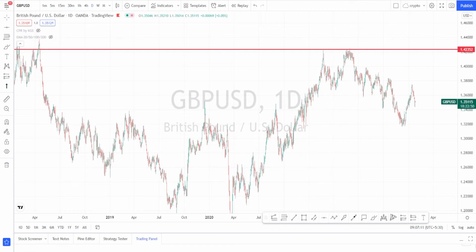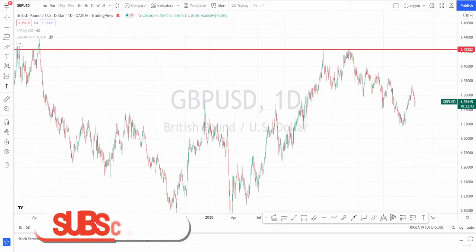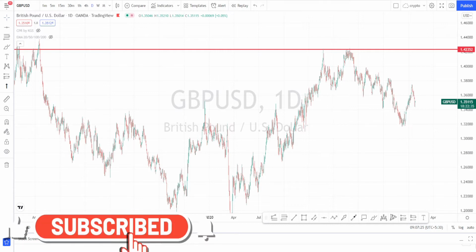I'll be starting the analysis from the daily time frame to lower time frame and will be sharing you the support and resistance levels. Use these levels as a reference for your trade entry and exit. Let us start with the analysis. I'm in daily time frame now.